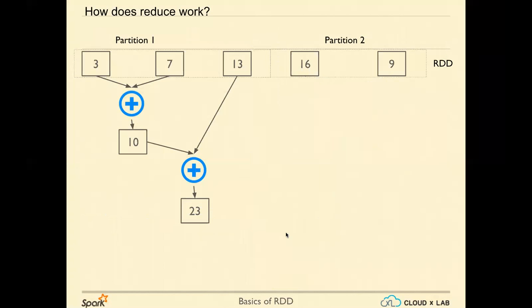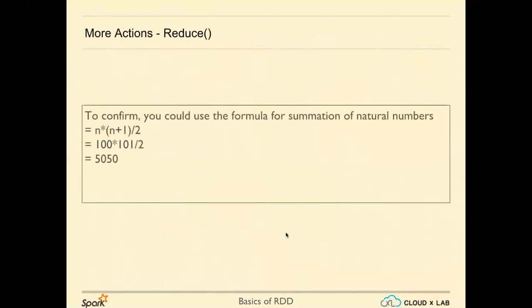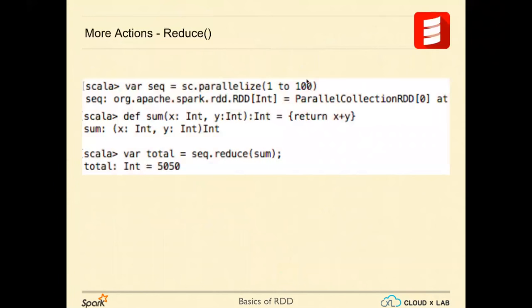Now, I'm going back to the previous example. Question to all of you: if your data had 100 elements and whatever number of partitions, let's say 10 partitions, each one having 10 elements, how many times will your function be called? How many times will your function be called?